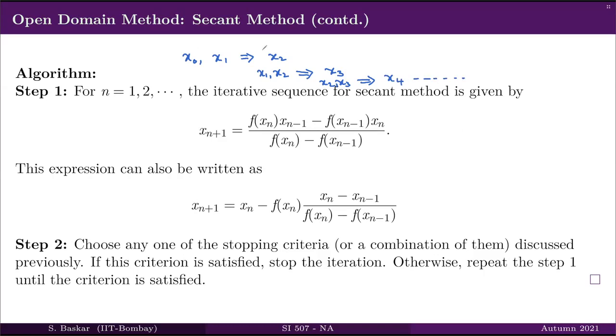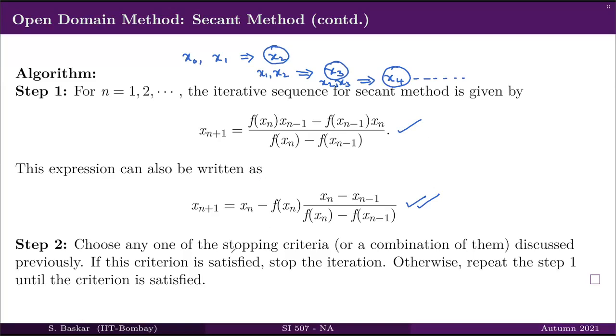How will you generate all these numbers? Well, you will use this formula or equivalently this formula to generate these numbers. This idea is exactly the same as what we did with the regular falsi method. In the regular falsi method, in fact, we have seen why such a formula is coming to us. It is very apparent from the geometrical interpretation.